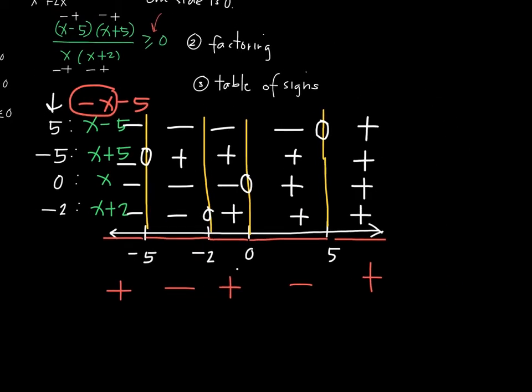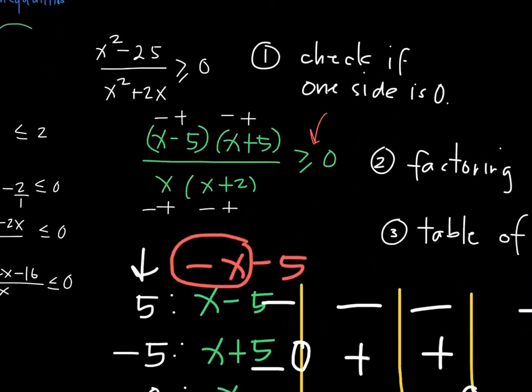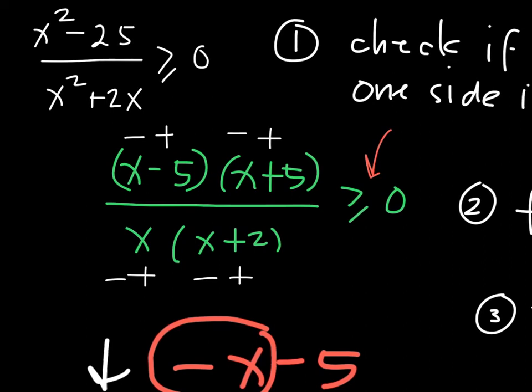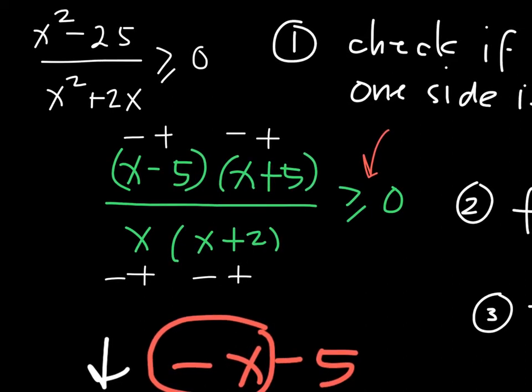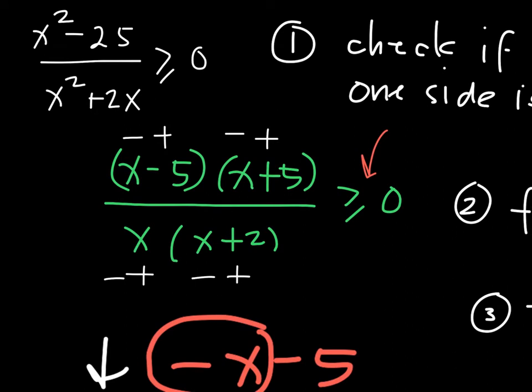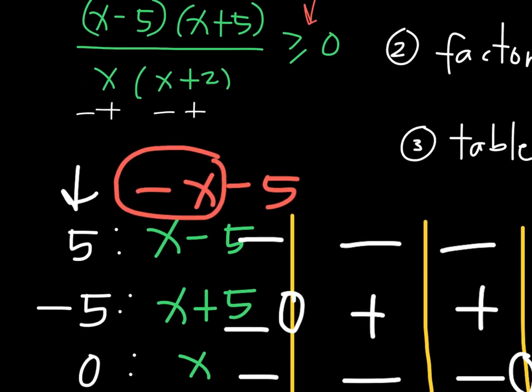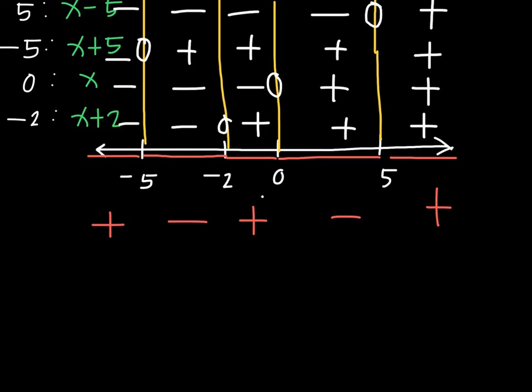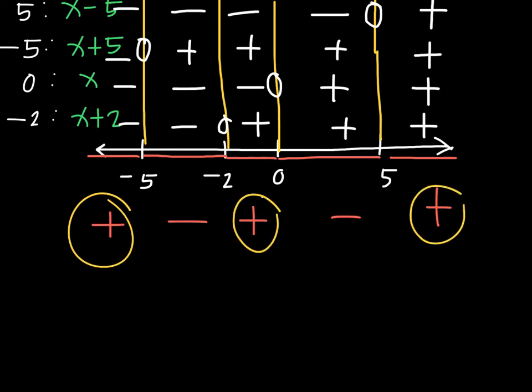Okay, so these are the conclusions that you can have for the given inequality (x minus 5)(x plus 5) over x(x plus 2) greater than or equal to 0. So going back to our focus, this is what we want. Greater than or equal to 0 means it is positive. So we will get all those combinations that led to a positive sign. So positive, positive, and positive.